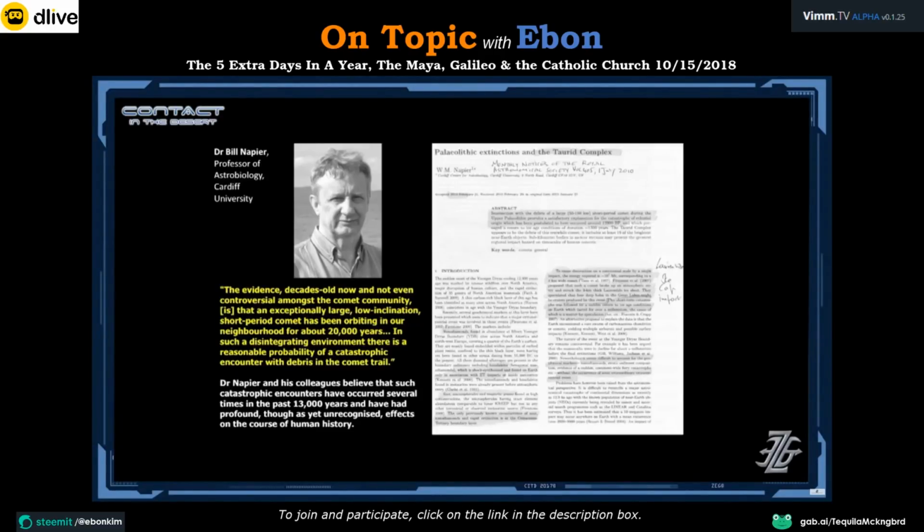The evidence, decades old now and not even controversial amongst the comet community, is that an exceptionally large, low-inclination, short-period comet has been orbiting in our neighborhood for about 20,000 years. In such a disintegrating environment, there is a reasonable probability of a catastrophic encounter with debris in the comet trail. And those catastrophic encounters have occurred, and the first one happened 12,800 years ago. That is the point he's making in this paper. He is linking it to the work of a whole team of other scientists, those who have looked at what is called the Younger Dryas impact hypothesis, who have been arguing from geological basis that a comet hit the Earth 12,800 years ago. He's linking it up. He's putting all the astronomical data together with that, and he's saying this is the Taurid meteor stream, and this is what we have to be paying close attention to.